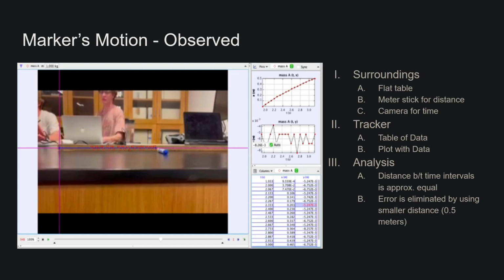The tracker, as you can see here on the right of the screen clip, has a table with data and a plot for the data. The analysis shows that the distance between the time intervals is approximately equal. So this would show a linear relationship, which would prove that there is constant velocity. And that there is error, and we tried to eliminate error by using smaller distances, such as half a meter.